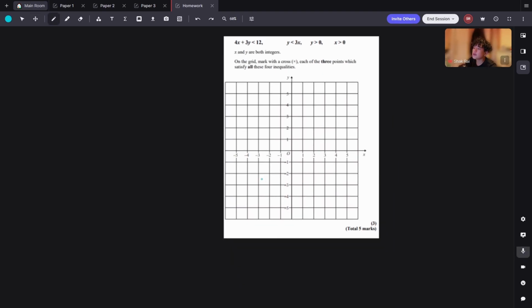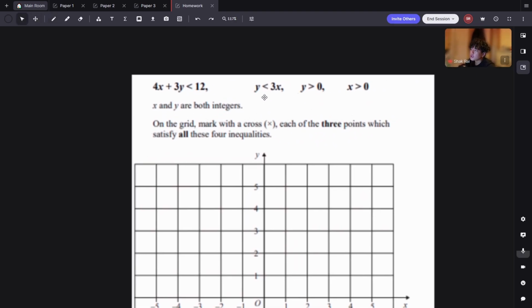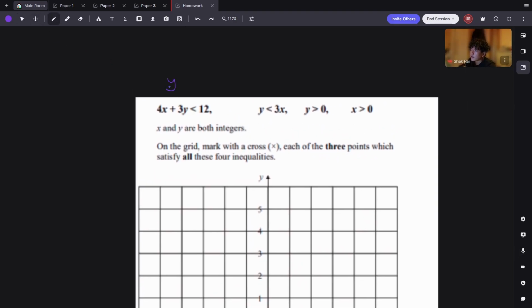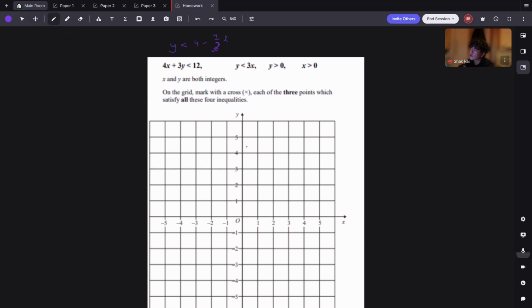This one is a little bit more tricky because you have to do a little bit more thinking, but essentially it's the same thing. So we have this question here. The first thing I'm going to do is rearrange this so that y is the subject. So y is less than 4 minus 4 over 3x. Let me color them in different colors. Let me sketch that graph out. So y equals 4 minus 4 over 3x. It's going downwards, and every 3 steps across, it goes down by 4.